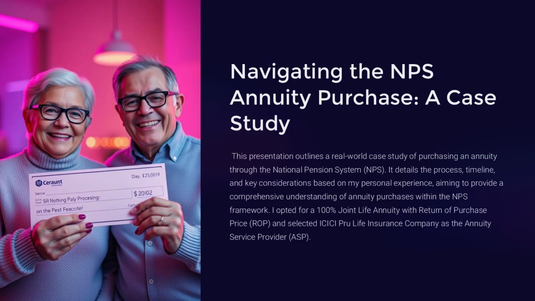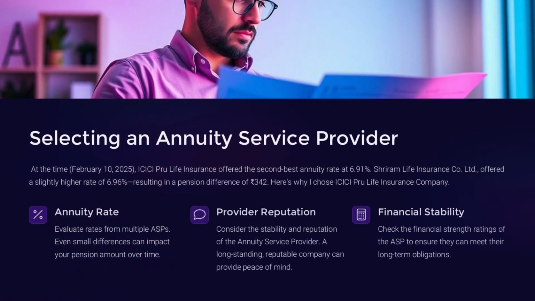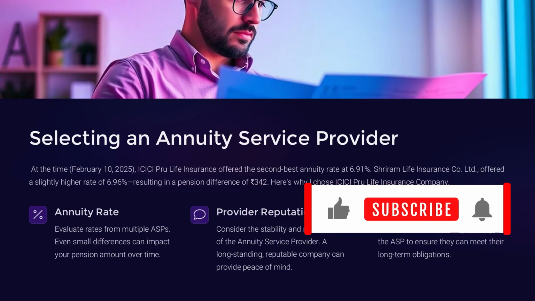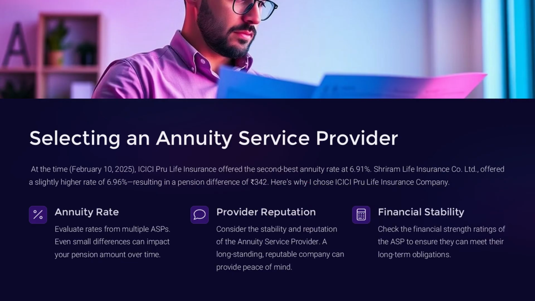Real case study. Now let me share my real-life experience to help you better understand the process. I opted for a 100% joint life annuity with return of purchase price from ICICI Prudential Life Insurance. As of February 10, 2025, the annuity rate offered was 6.91%. Shriram Life Insurance offered a slightly better rate of 6.96%, but the monthly difference was only 342 rupees. For me, ICICI felt like the more reliable and convenient choice.